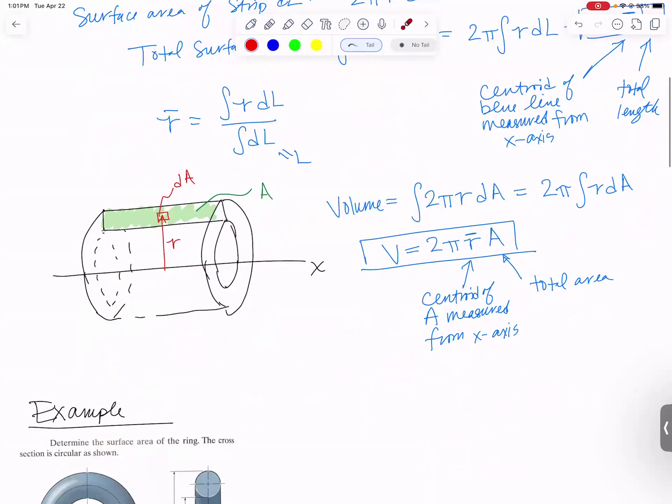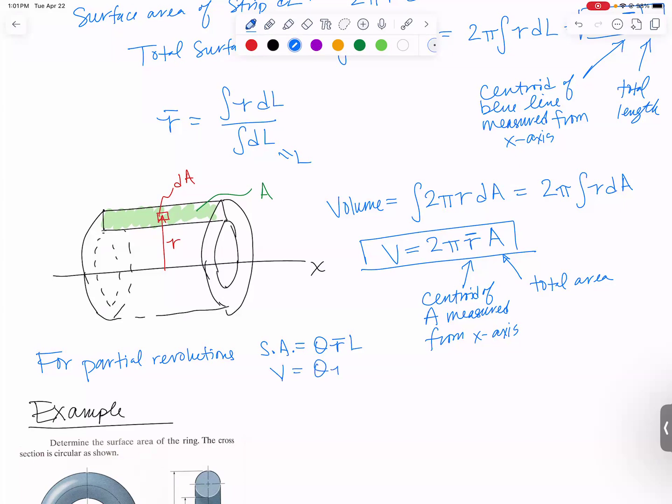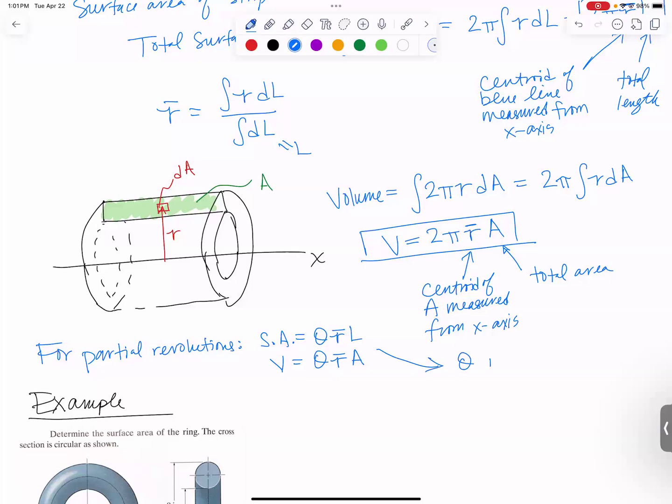Well, what if the revolution was less? For partial revolutions, surface area is going to be theta times r bar times L, and volume is going to be theta times r bar times the area. And theta must be in radians.